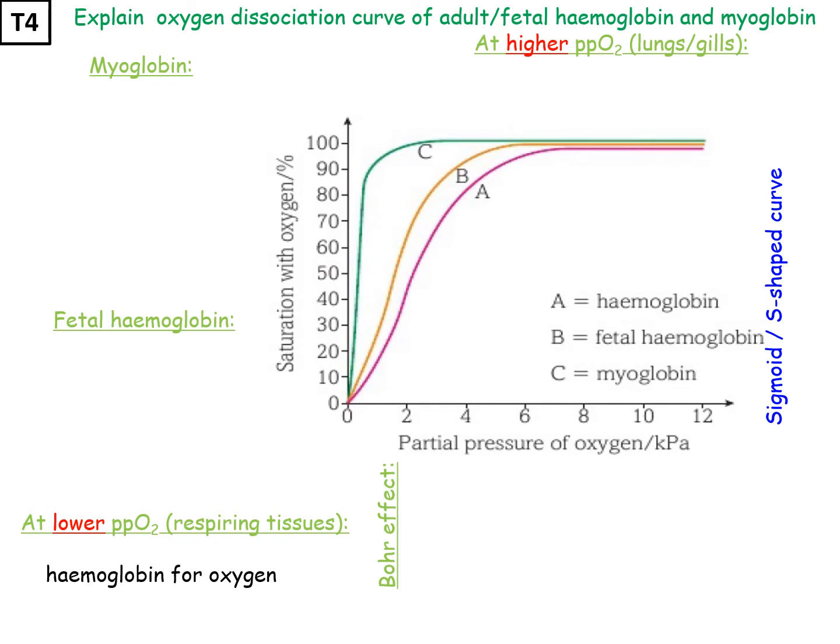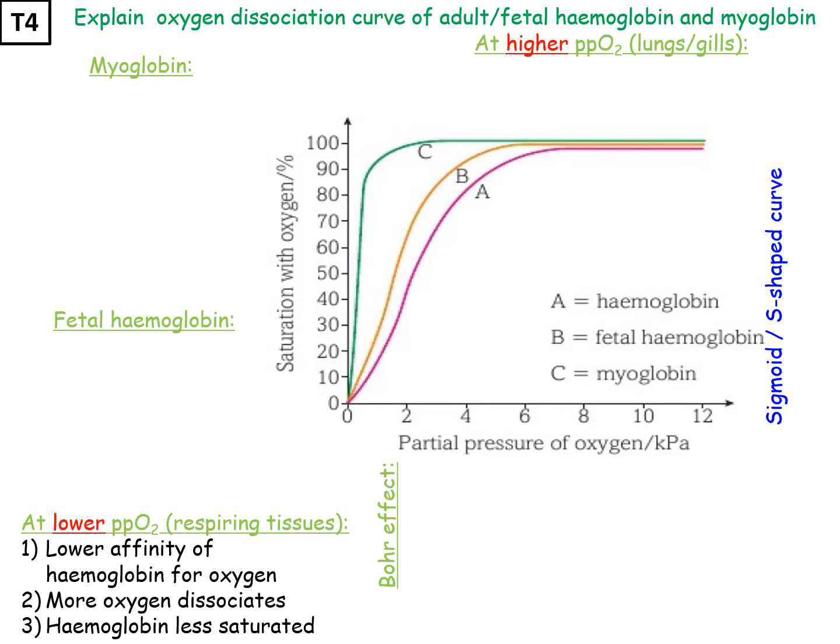And when hemoglobin is at a lower partial pressure of oxygen, so that means an area that has low oxygen concentration, such as respiring tissues, we can see that hemoglobin will have a low affinity for oxygen. So in other words, the oxygen doesn't stay bound to hemoglobin, it dissociates from the hemoglobin. And when it dissociates at lower partial pressure of oxygen, the hemoglobin is less saturated.